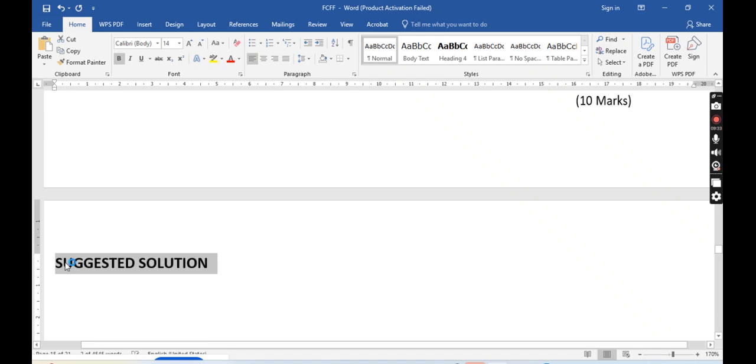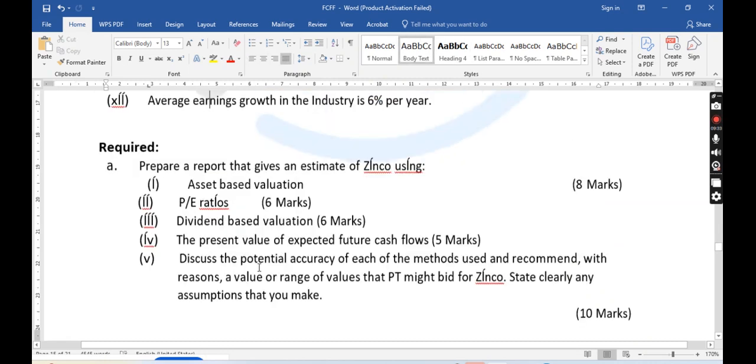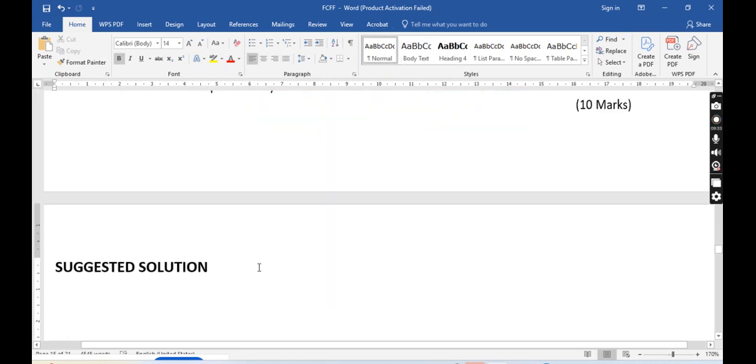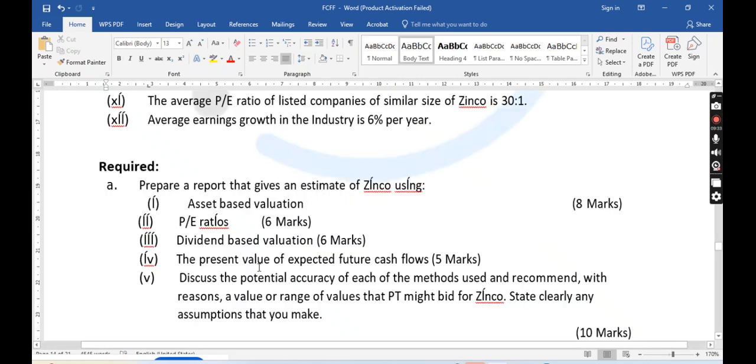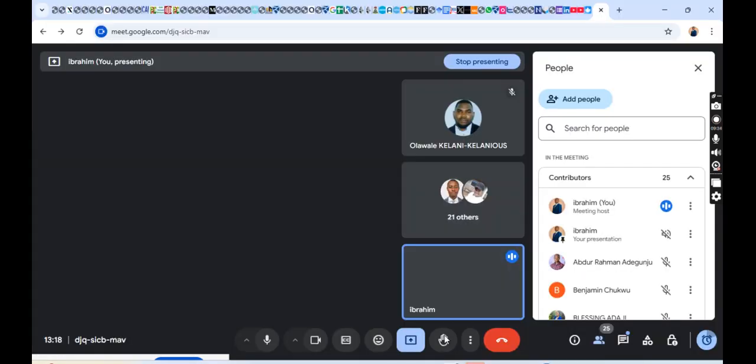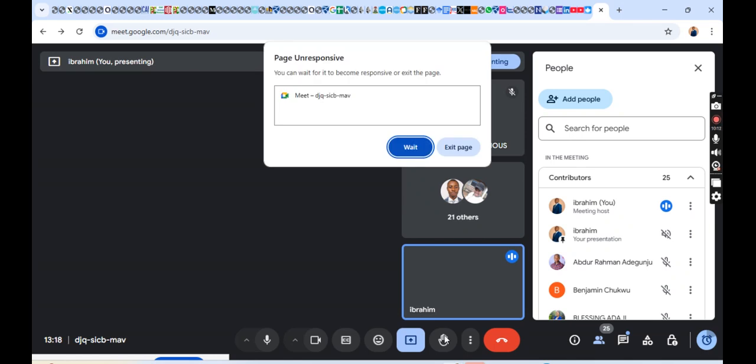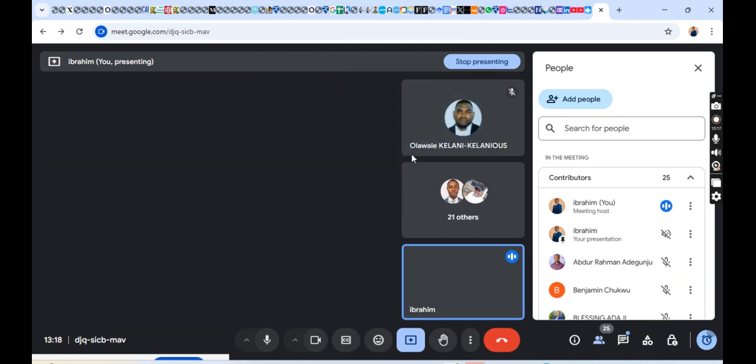So if you want to write a report, they just say we should write a report. The first thing you need to do is to do the introduction of your report. Ideally, they're supposed to say you are the consultant of PT, and to do a report on the basis of valuation to PT. They employ you as a consultant.